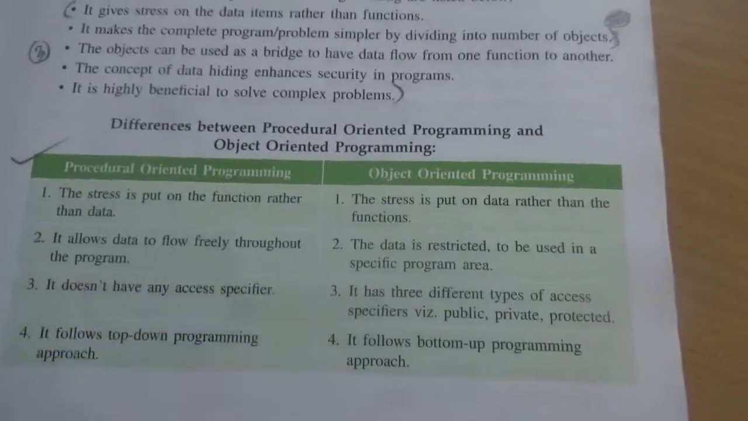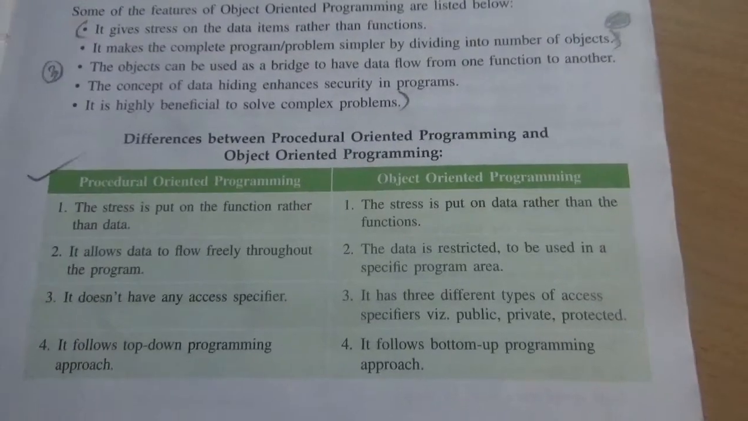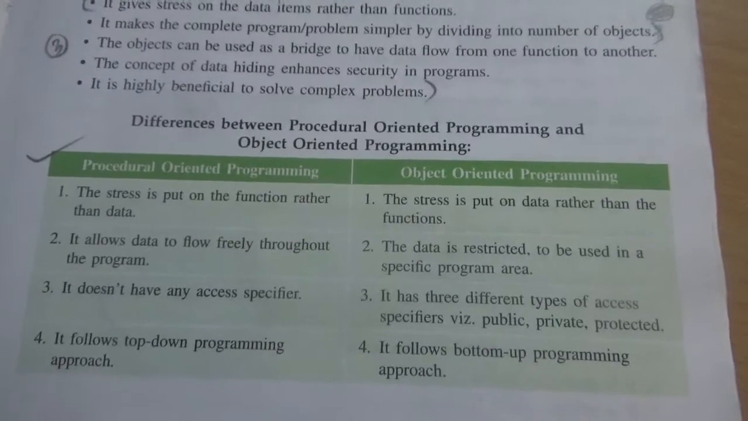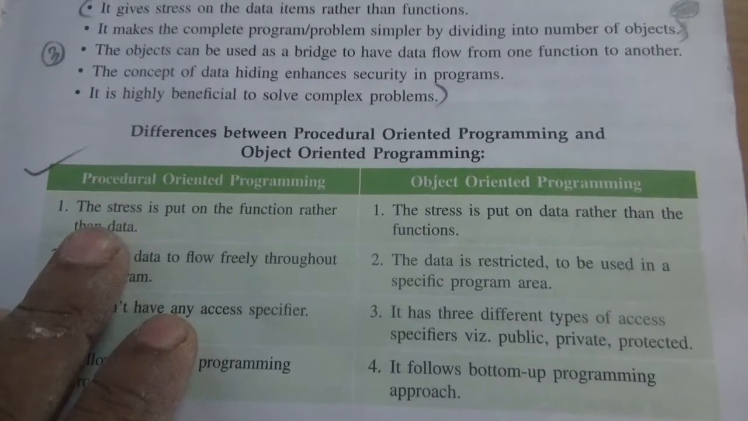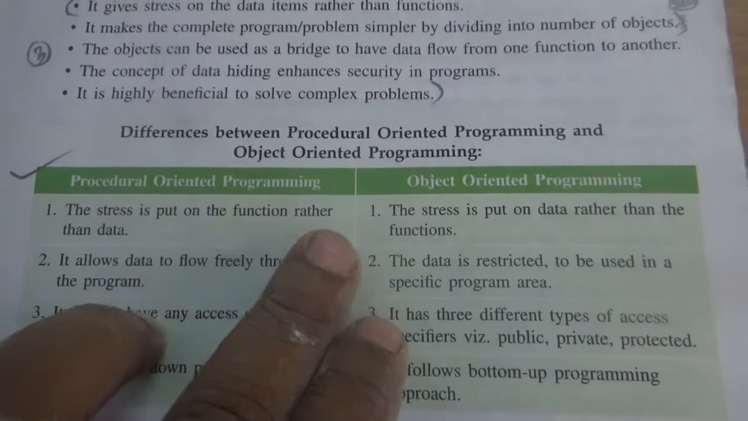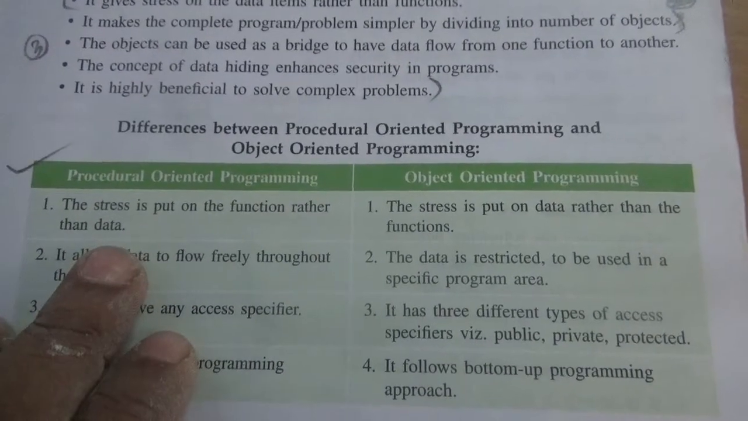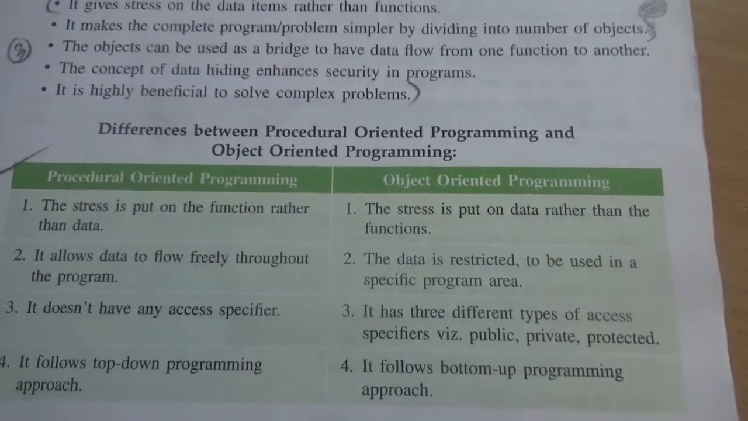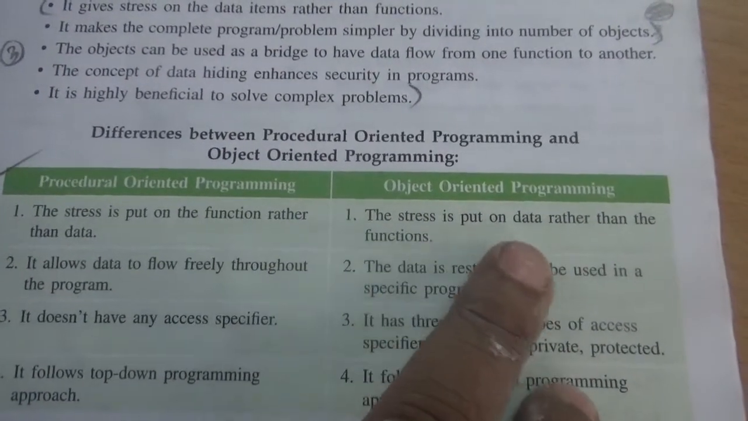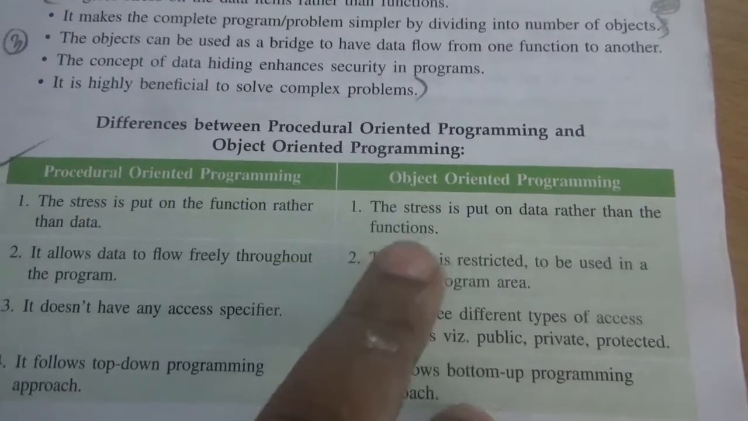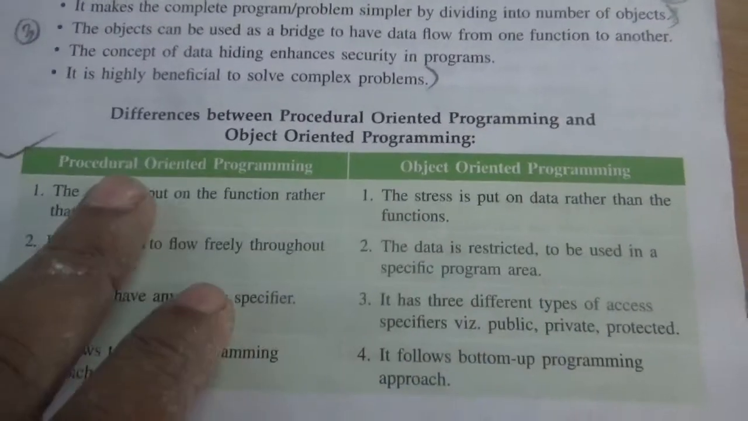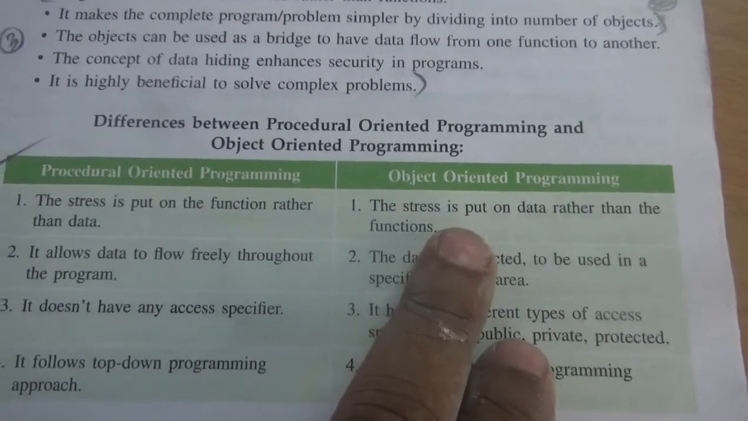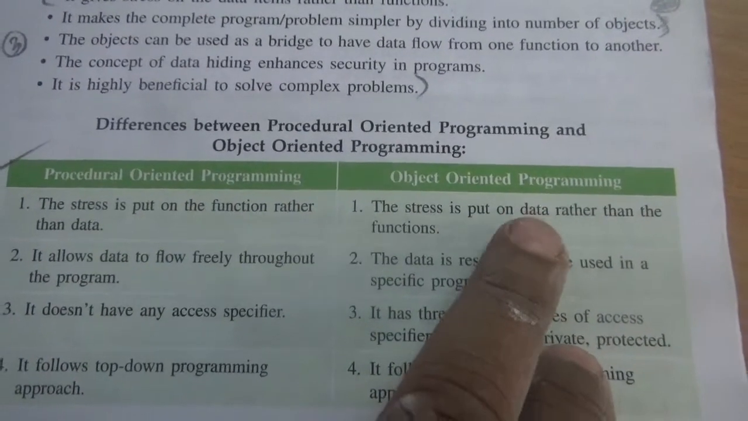So the difference is, in procedural the importance is given on functions. The more importance, the more stress is given on function rather than data. Whereas in object oriented programming the more stress is given on data. Here more stress is given on function, here more stress is given on data.